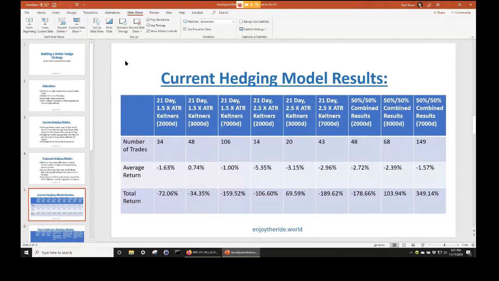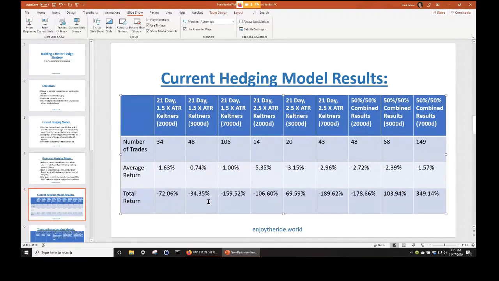With the 21-day 1.5 ATR, 2,000-day, 3,000, and 7,000-day time periods, these are the number of trades that it did. These are the average returns. That should be a minus. Just noticed it.